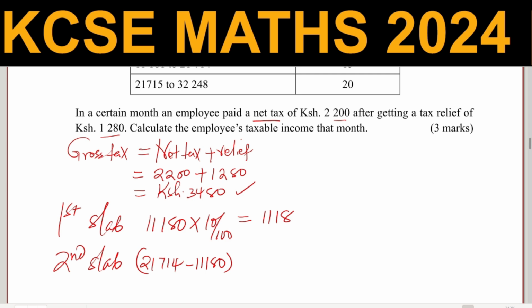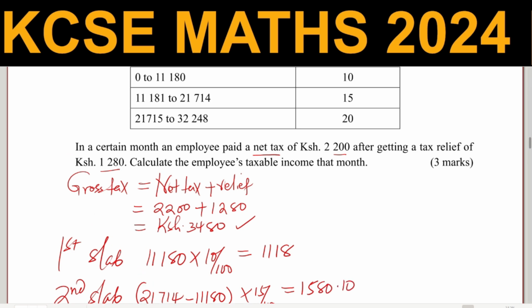income for the second slab, then multiply by the tax rate, which is 15%, and this will give a tax of, when you work that out using a calculator, you get a tax of 1580 and 10 cents. 1580 and 10 cents. So now we are remaining with the last slab.